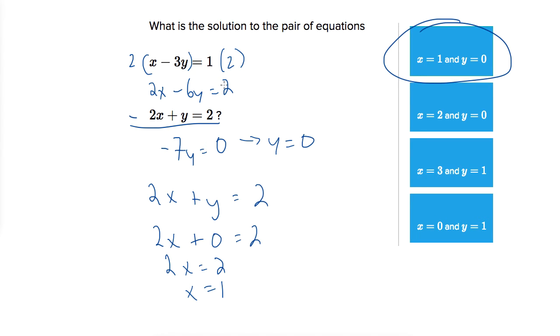It's much faster, obviously, to use elimination here than to have substituted in, say, 1 plus 3y for x, and then have to distribute and plug back in and so on and so forth. So even if you're not comfortable with elimination, this is a good place to practice it, because it'll often be faster.